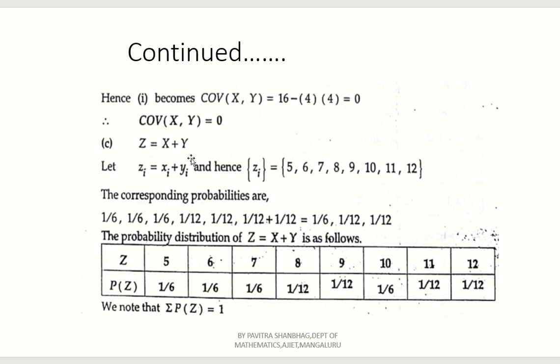Now at the end what we need to calculate? If Z equal to X plus Y, then what is the probability distribution? Now they have given already Z equal to X plus Y. That means zi means xi plus yj. Now here what you will get? Add all x plus y. Just add.